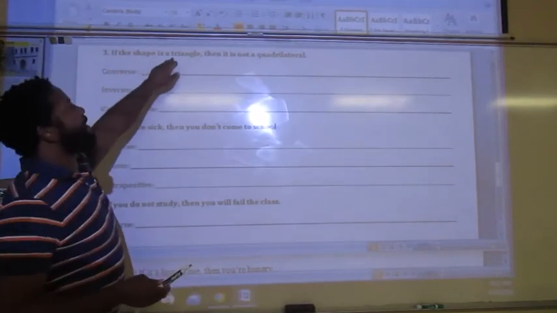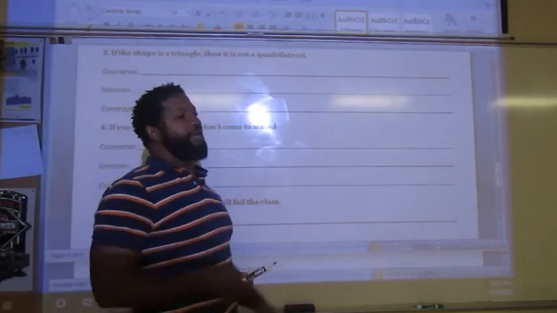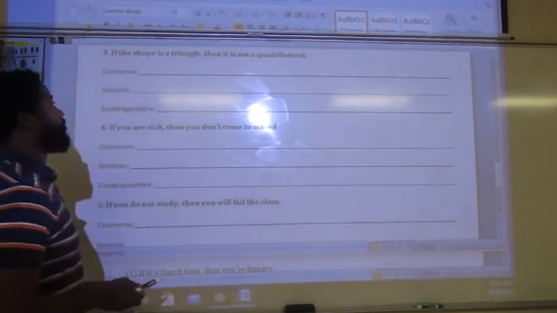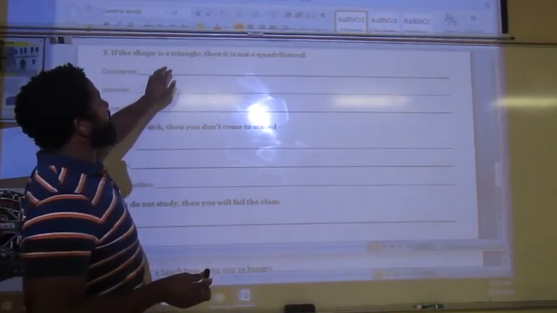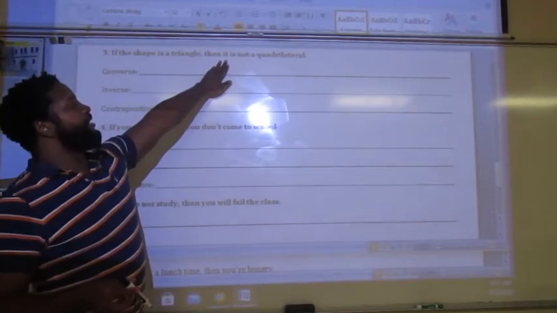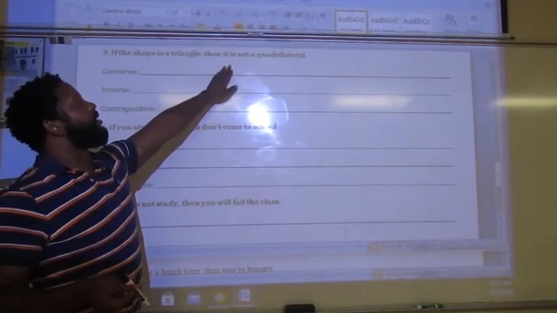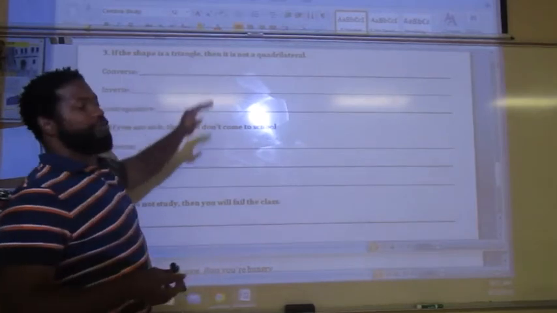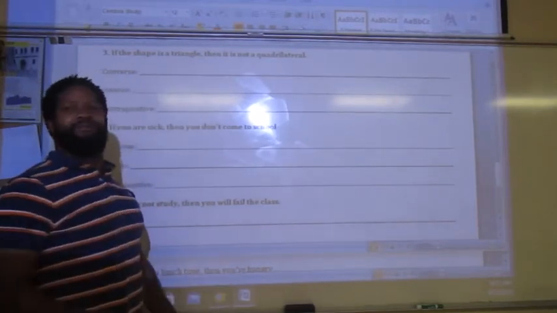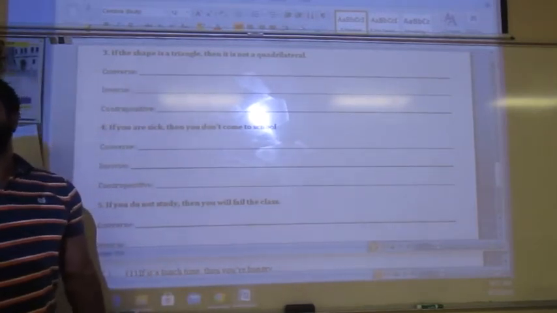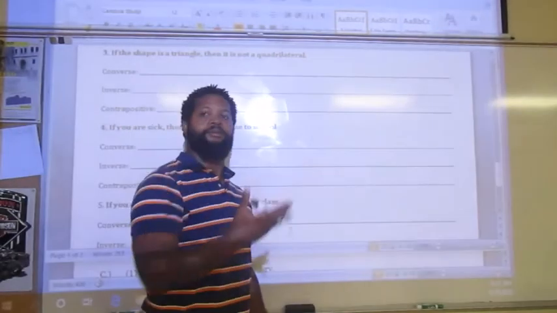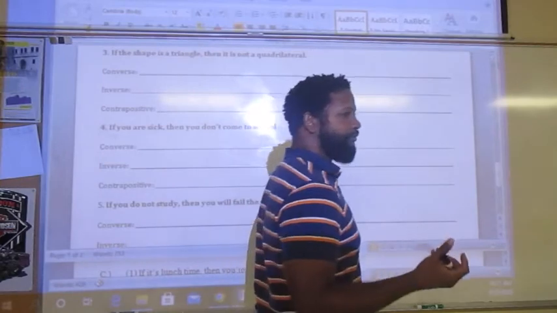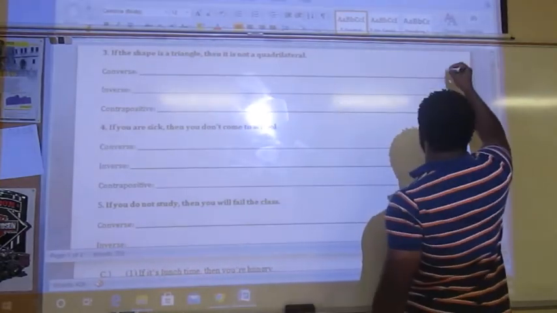If the shape is a triangle, then it is not a quadrilateral. Oh, that is so true. That is true. So, converse. If it's not a quadrilateral, then it is a triangle. Is that true? No, because what other shapes do you have? You also got the pentagon, you got the octagon... Exactly. So is it true or false? False. False.